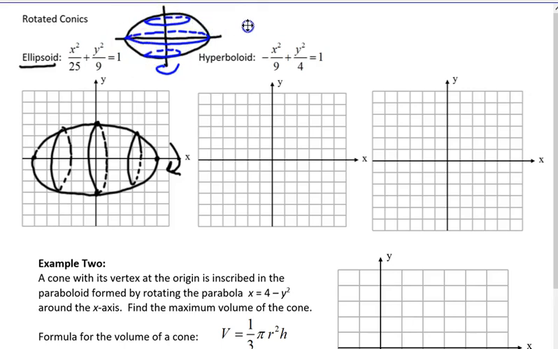Okay, the hyperboloid then is a rotated hyperbola. Like an ellipse, a hyperbola can be rotated 2 different directions. So let's first draw the hyperbola here. We're going to draw it twice and rotate it 2 different ways. Notice this is a negative x squared plus a y squared, so it's going to open in the y direction. The box will be 3 in the x direction, 2 in the y direction.